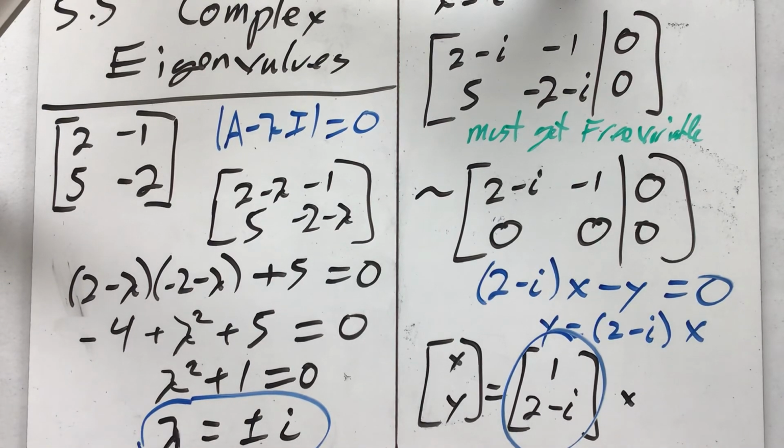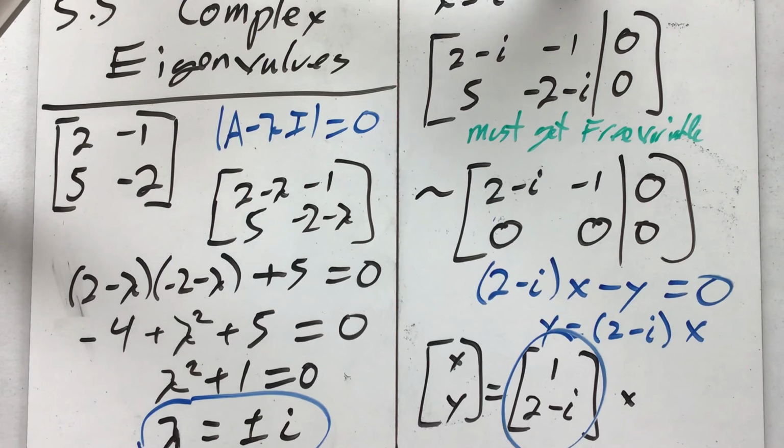It turns out that if I did negative i, you would get the same thing with a plus sign here. You would have the exact same process except you'd have a plus i at the bottom. Okay, so this was great.